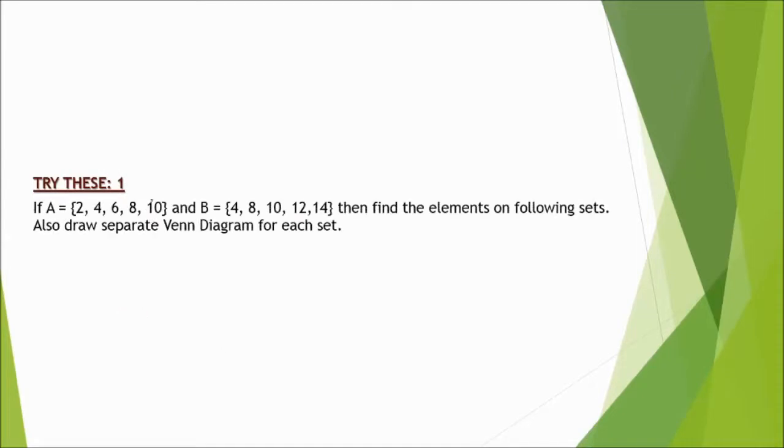Try this one, the first question. A and B are two sets, and you have to find the elements of the following sets, each in a separate Venn diagram. So you have to find A union B and draw it in a separate Venn diagram, A intersection B in a separate Venn diagram, A minus B in a separate Venn diagram, B minus A in a separate Venn diagram. Okay, let's move forward.